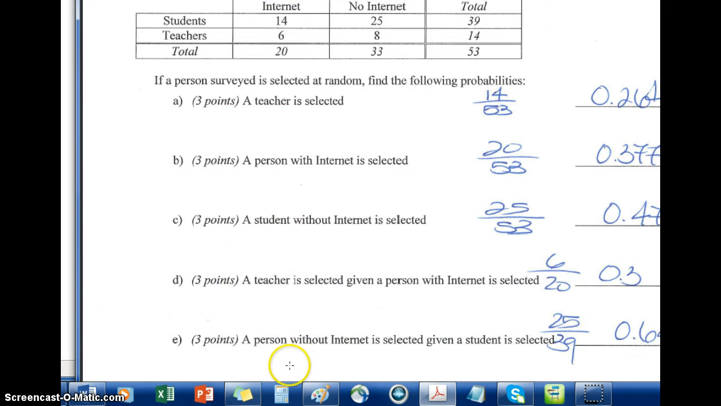And for E, a person with internet is selected given a student. So if we're only looking at the students, there's 39 total people we're looking at. So the chances of getting someone with the internet, or sorry, without the internet, is 25 out of the 39.